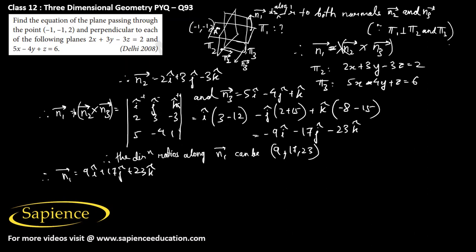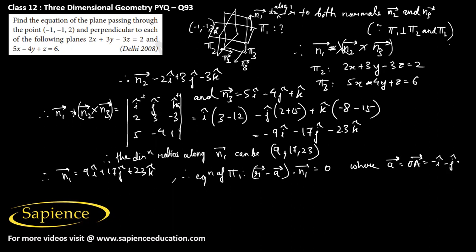The plane pi1 also passes through this point A. So therefore the equation of the plane pi1 will be in the form (r vector minus a vector) dot n1 vector equals 0, where a vector is nothing but the position vector of this point A, which is lying on this plane, which is OA vector. So that will be minus i cap minus j cap plus 2k cap.